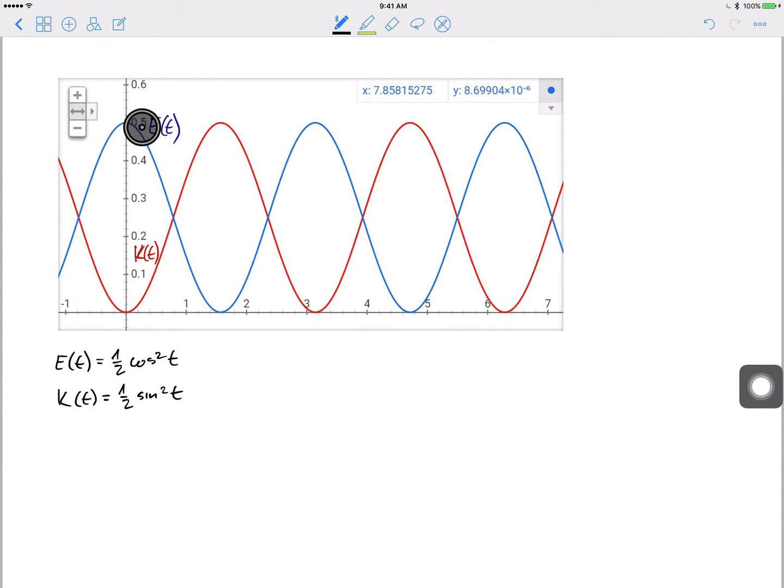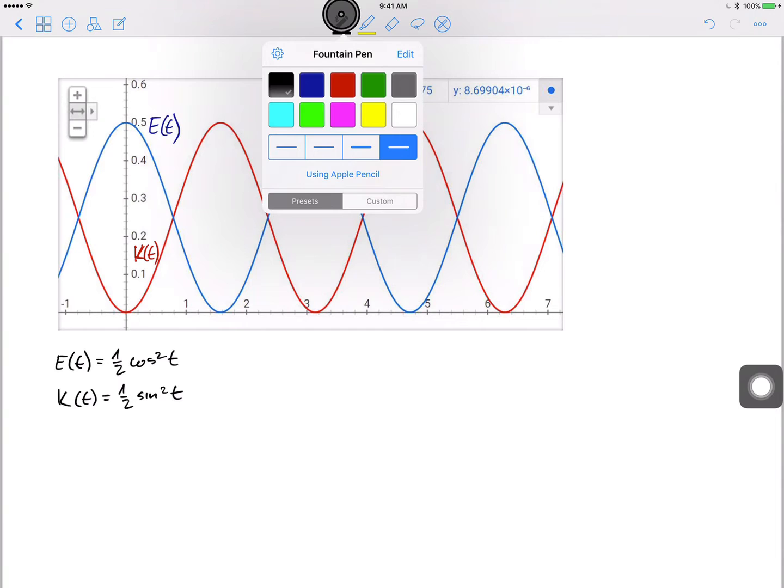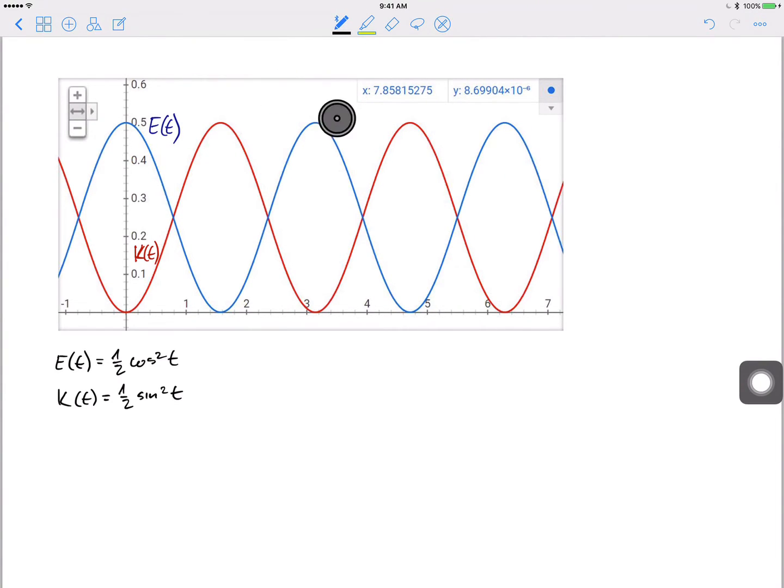Okay, so this is the 1/2 cosine squared, 0.5 cosine squared, and this is the kinetic starting from 0, and that's a sine squared. Okay, and of course you know from basic trigonometry that when you see cosine squared and sine squared, you should be itching to sum them, and that's what you can indeed do.